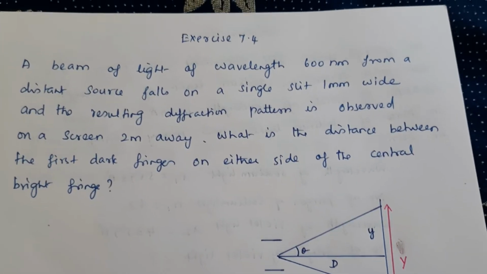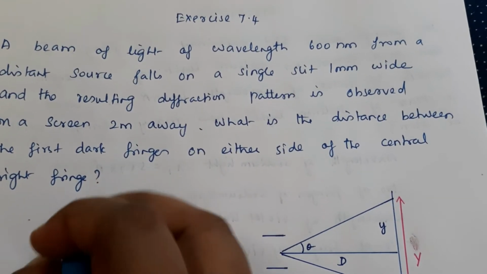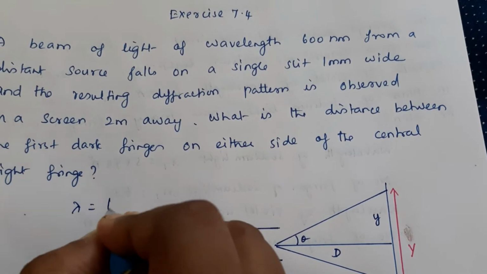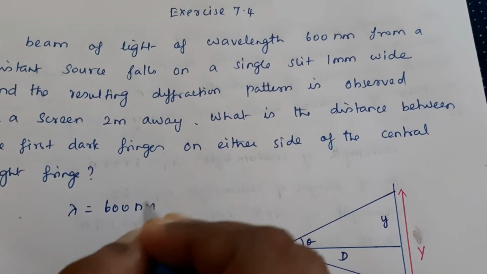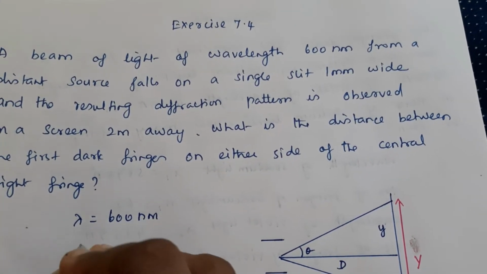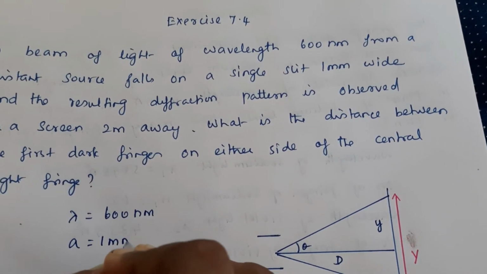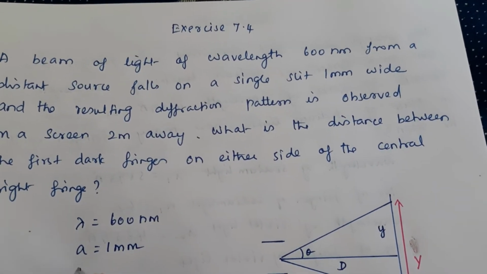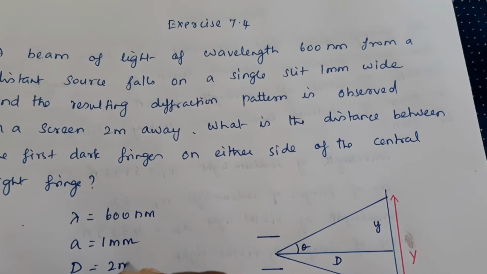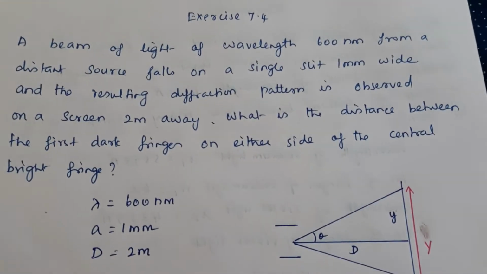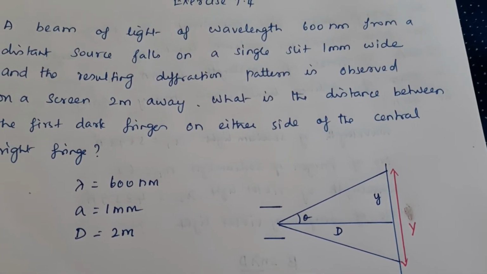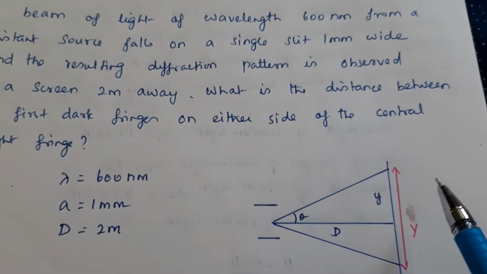Okay. Now what is the data given? Here the wavelength of the light is given. So lambda is equal to 600 nanometer. And the width of the slit is 1 millimeter. And the screen distance is 2 meter. Okay. Now we have to find out the distance between the dark fringes on either side of the central maximum.